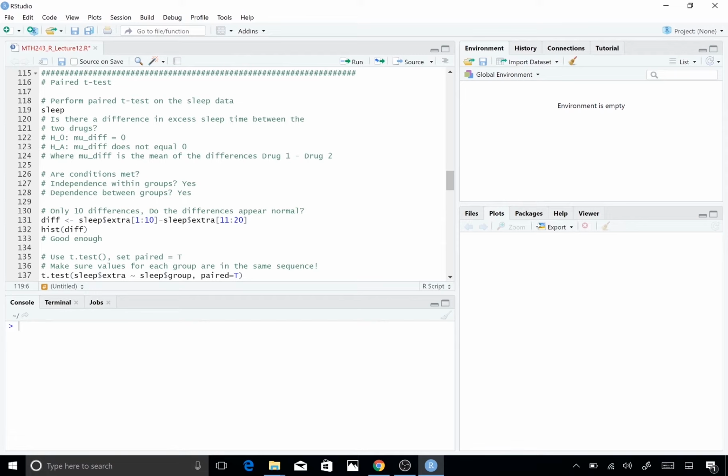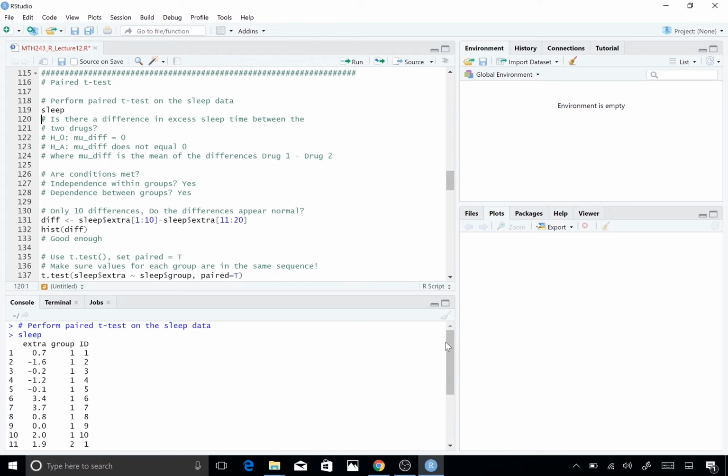R has a built-in dataset called sleep, where 10 people were each given 2 drugs, and the amount of excess sleep that they got compared to a control is in this dataset here. The ID variable keeps track of the 10 subjects. In this case, each person is in both groups, so we do not have independence between the groups the way we did with the babies.